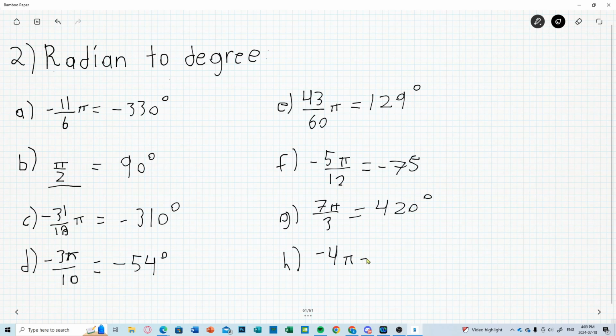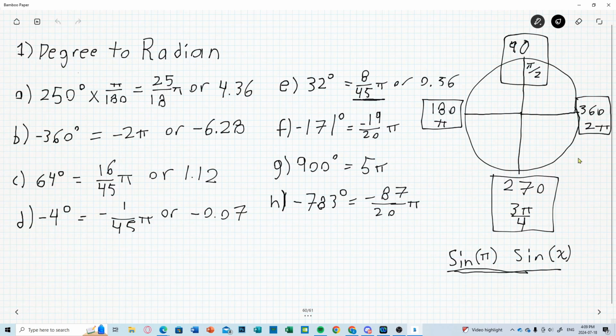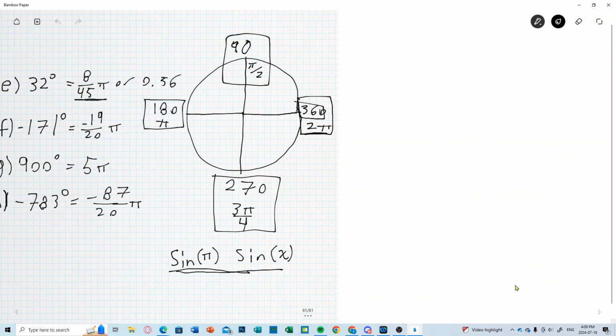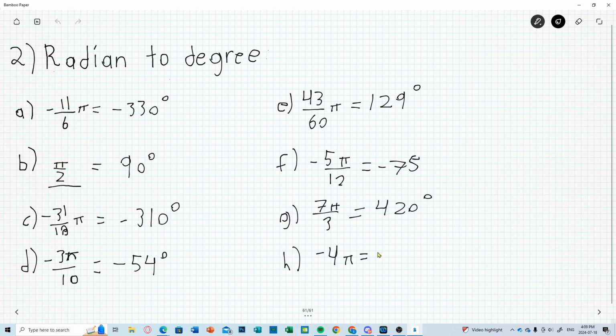And finally, we have 4 pi, which is going to be another special one, because if you remember from our chart in our circle before, we have 360 is equal to 2 pi. Well, 4 pi is just double 2 pi. So we know that it's going to be 360 multiplied by 2, which is 720. And because there's a negative sign, we'll keep that there. So our answer will be negative 720 degrees.